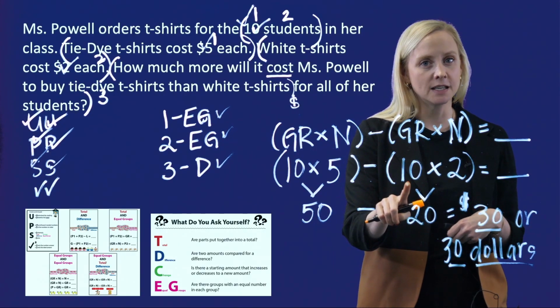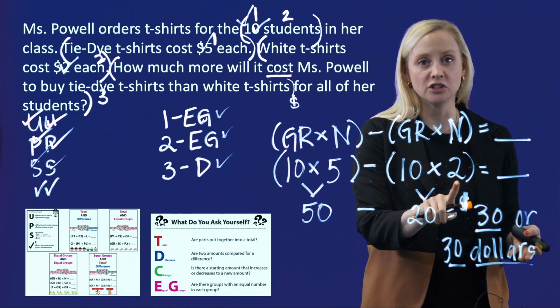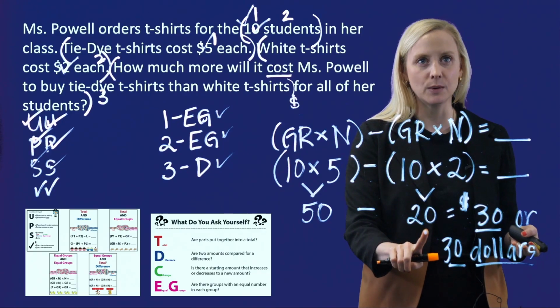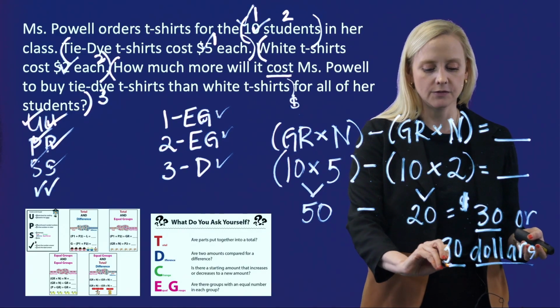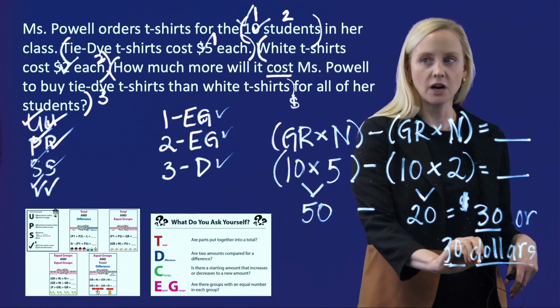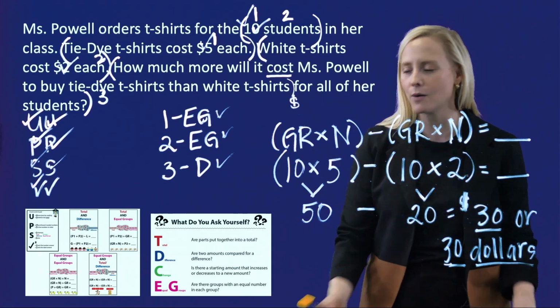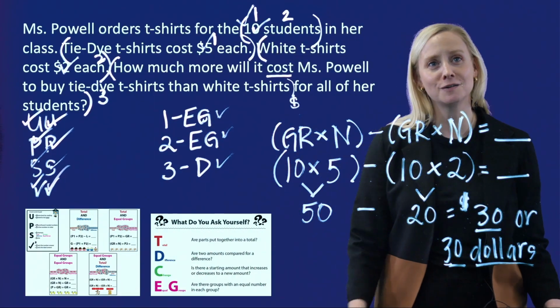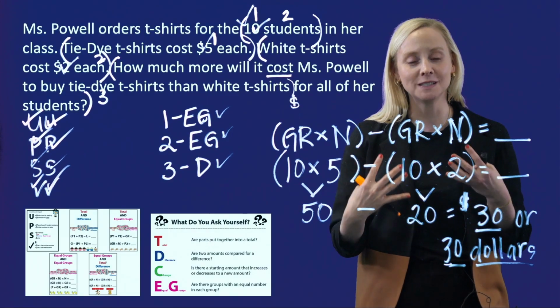Then we have those same 10 students. Ms. Powell's going to buy them white t-shirts. Each white t-shirt costs $2. That makes sense that I would have 20. 50 minus 20, that makes sense that I would have a difference of 30. My number answer makes sense. My label of dollars or money sign, the money sign matches what I underlined in my question sentence. We are good to go. Excellent job solving this 3-step word problem with equal groups and difference schemas.